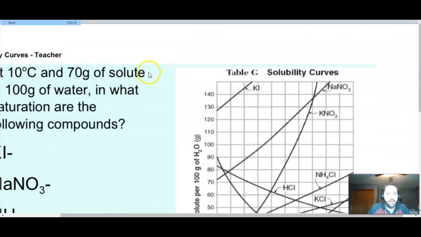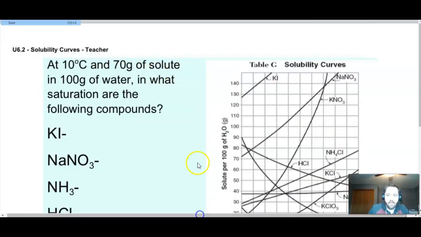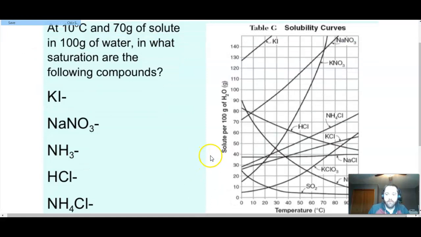Looking at this one, I would encourage you to pause and then try and answer these on your own. Once you've tried these, hit play and then see your answers. But I'm just going to start to work through them. So at 10 degrees Celsius and 70 grams solute in 100 grams of water, so the standard, what saturation are the following? I'm going to do this pretty quickly.